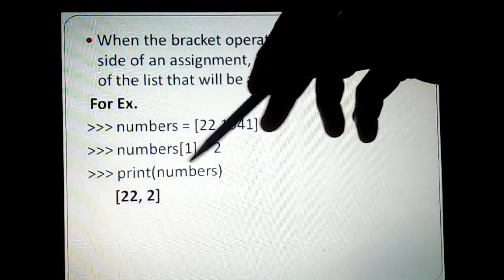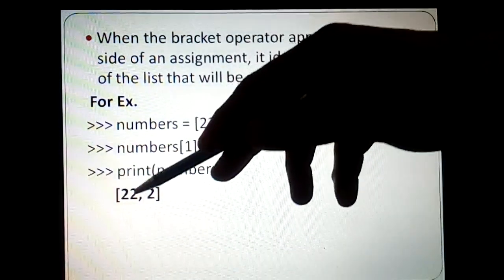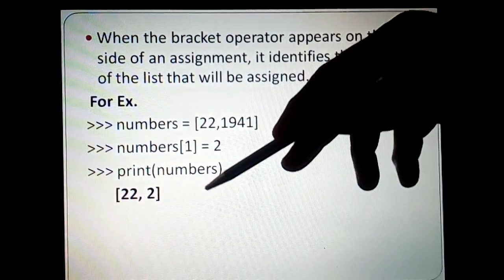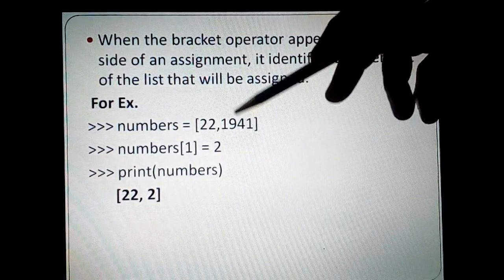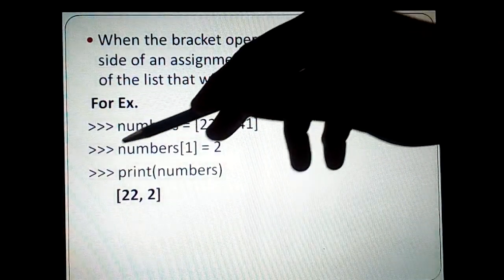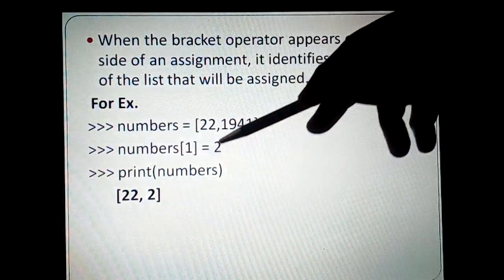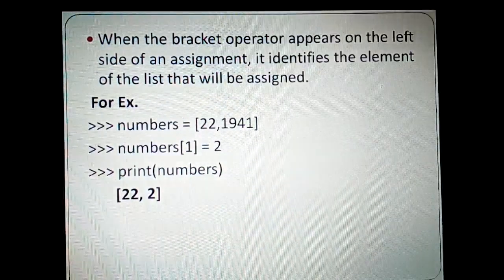So when I try to print the numbers here, I would get 22, 2 instead of 22 comma 1941. So it would override that 1941. So this is how you can understand that lists are mutable, or can be altered.